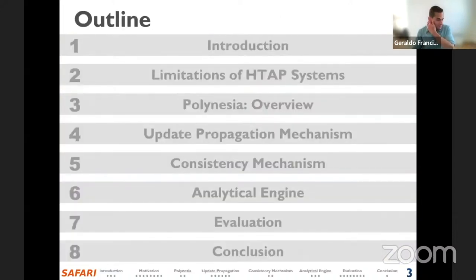So here's the outline for this talk. First, I'm going to give a brief introduction about HTAP systems. Then I'm going to talk about the limitations of current HTAP systems, which is going to motivate Polynesia. Then I'm going to give a high-level overview of Polynesia, and then talk in detail about Polynesia's update propagation mechanisms, consistency mechanisms, and also the analytical engine. Then I'm going to give a brief summary of our evaluation results and finally conclude. So let's get started with the introduction of HTAP systems.